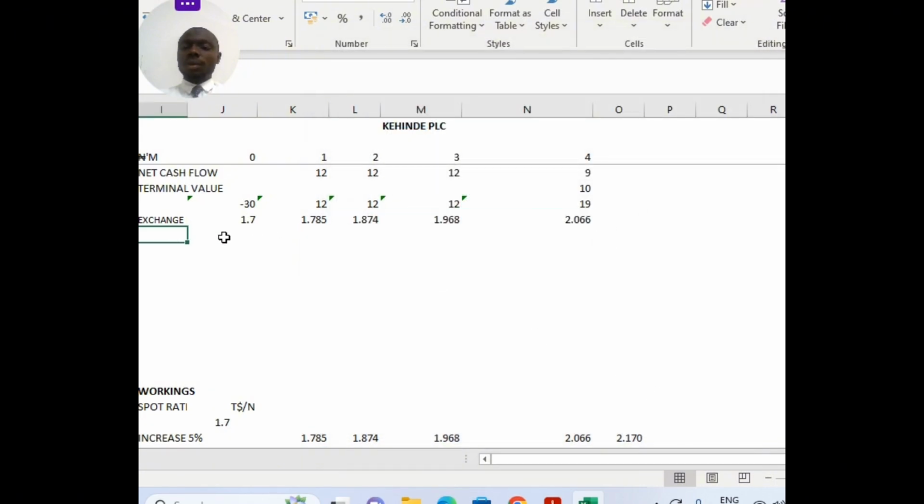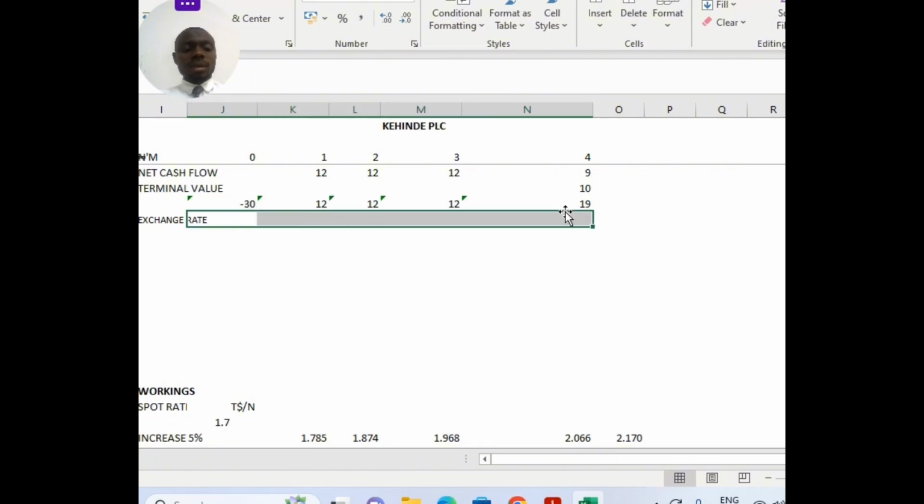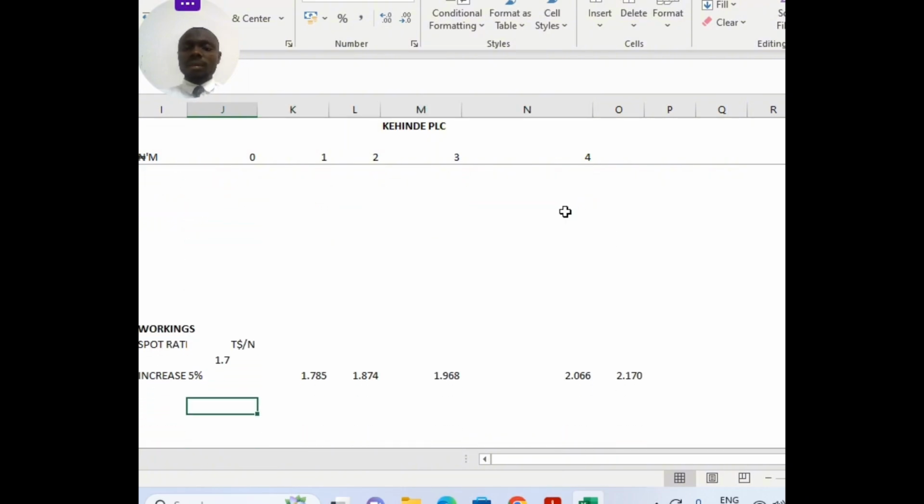Now, what do we do next? This is what we have. But I don't advise us to put this one here. Firstly, let's come down. This is our spot rate now. Now, we need conversion. We need to convert it.